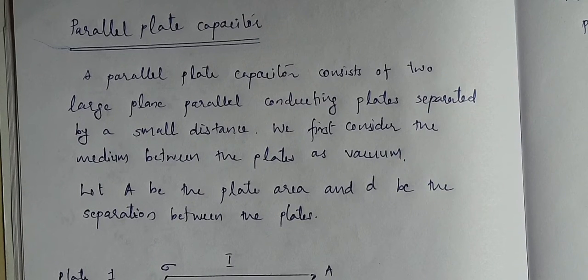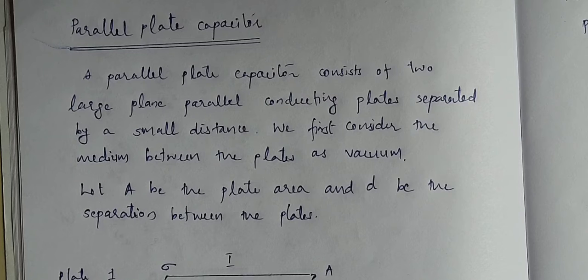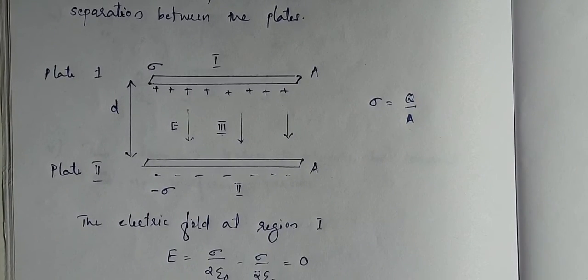We have seen an equation to calculate the capacitance of a capacitor. If the potential difference between the plates is V and the charge on the plates is Q, then the capacitance C is given by Q divided by V. That equation we have seen in the last class. So now those things we can apply for a parallel plate capacitor.